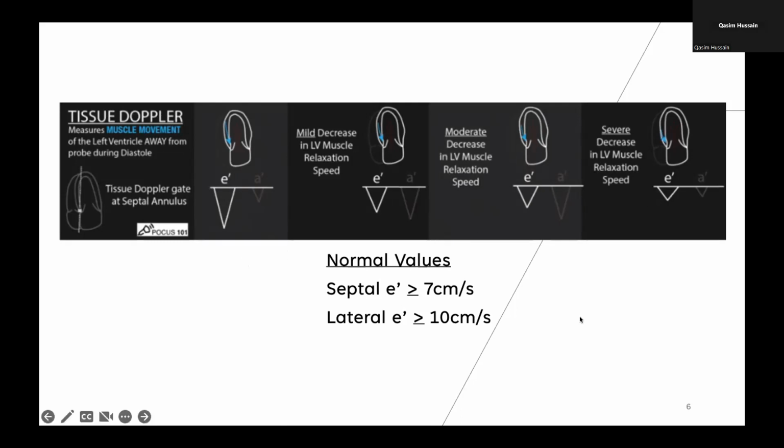And then these are just the normal values. Your septal E prime should be greater than 7 centimeters per second. Your lateral E prime should be greater than 10 centimeters per second.